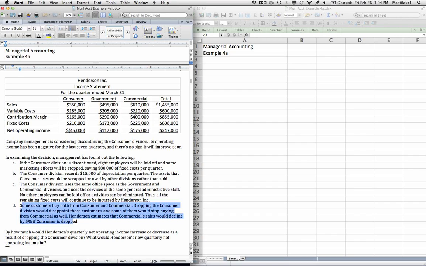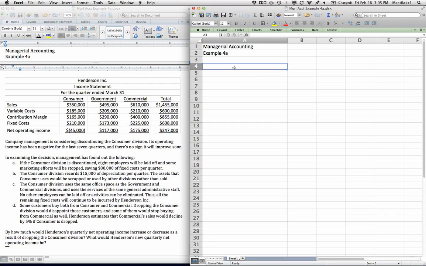Here we find out that dropping the consumer division would cause us to lose about 5% of our sales in the commercial division because they share some common customers who would be disappointed and would find somewhere else to do some of their business. So we've got to take a look at this and figure out what the relevant costs are.